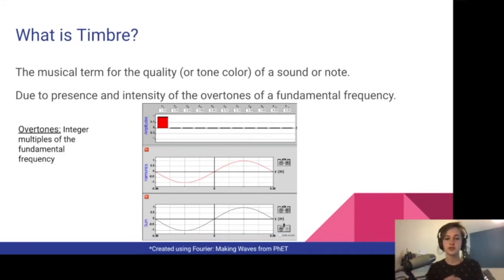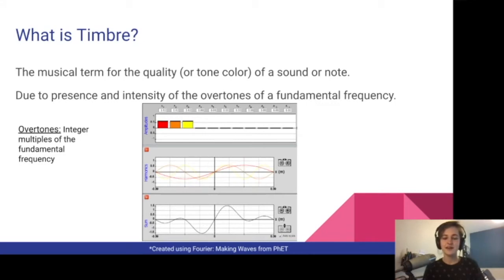And because this string is what we call a closed system, there have to be two nodes at each end of the string. So when you start adding multiples of these frequencies, you're going to get different integer multiples. So if you have a frequency of 110 hertz, the overtones of that frequency are going to be 220, 330, 440, and so on. And when you start adding all of these different frequencies, which are vibrating on the string at the same time as the fundamental frequency, it will look something like this.